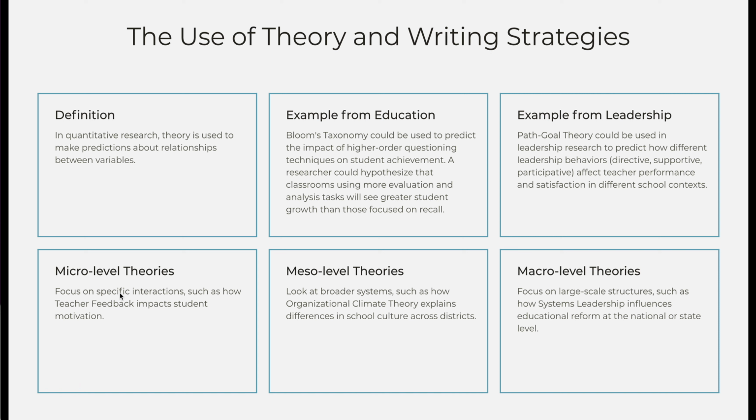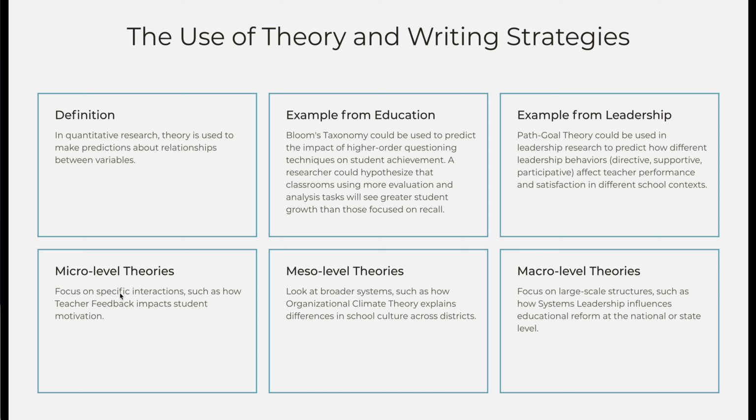In quantitative research, let's look a little bit deeper at that. Theory is used to make predictions about relationships between variables. For instance, Bloom's taxonomy could be used to predict, can a student do higher order questioning? Bloom's taxonomy tells us how to achieve higher order thinking. So if I am studying something that wants to achieve higher order thinking and Bloom's tells me how to do it, ta-da, there's my theory.